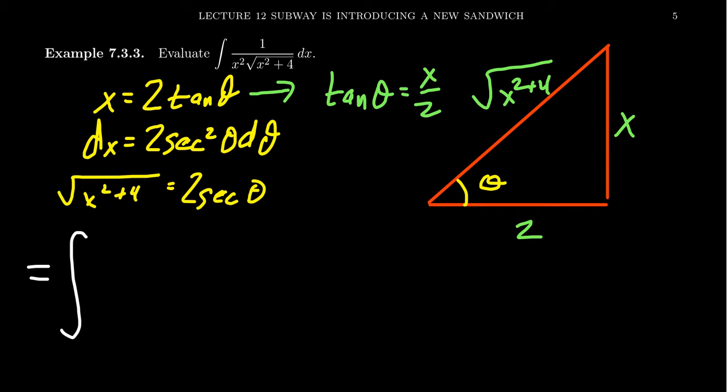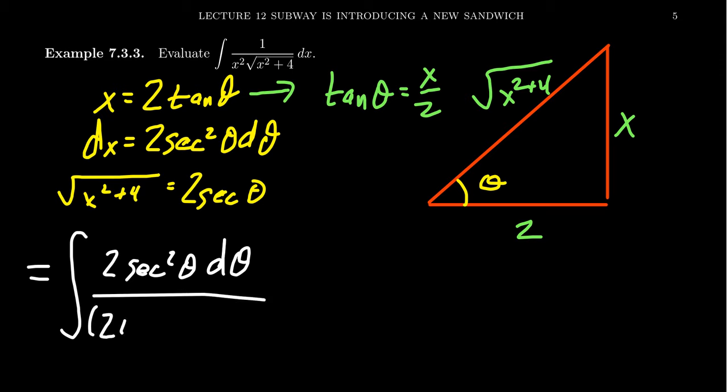So the 1, we don't have to do anything with it, but the dx, like we saw before, will become a 2 secant squared theta d theta. The x squared on the bottom will become, well, we'll just replace the x with a 2 tangent, but do remember to square that. And then the square root on the bottom becomes a 2 secant, which we have right there.